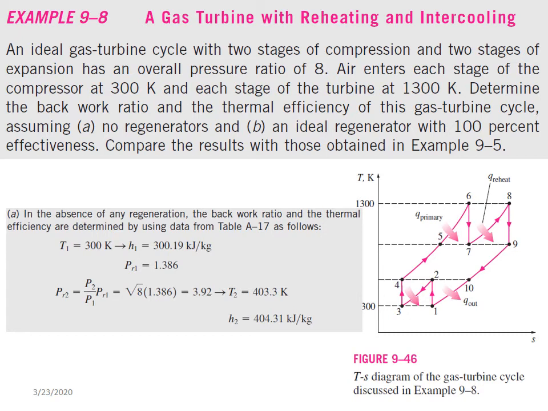From Pr1, you will calculate Pr2 using the pressure ratio formula. You have already studied this formula in example 9.5. From this relation, we will calculate the relative pressure at point number 2, which is equal to 3.92. From table A17, at Pr2 equal to 3.92, T2 is equal to 403.3 Kelvin. At this temperature T2, enthalpy will come out to be 404.31 kilojoule per kilogram.